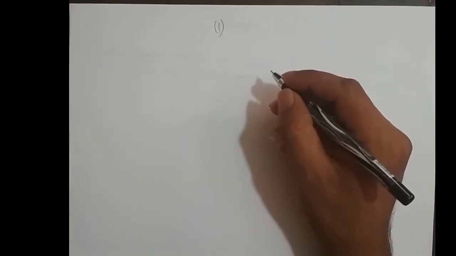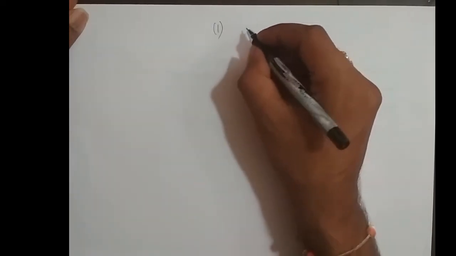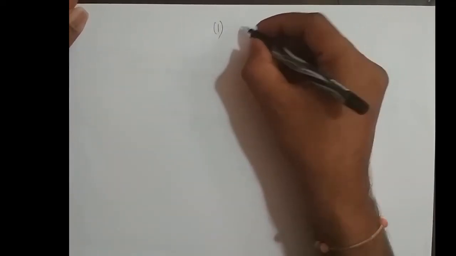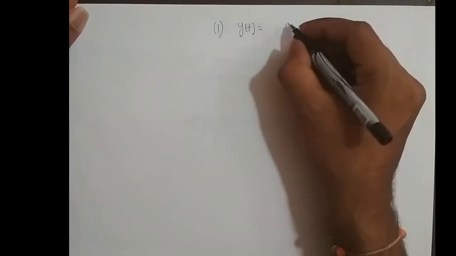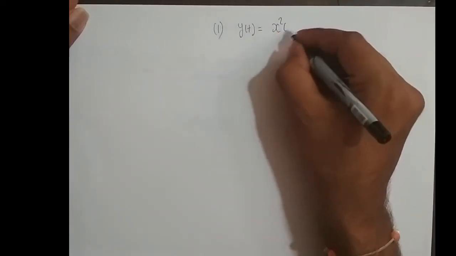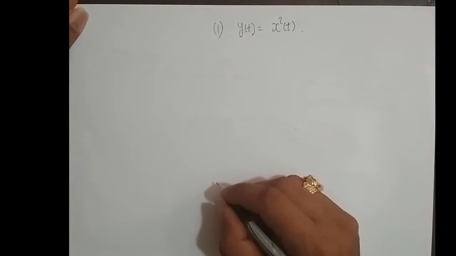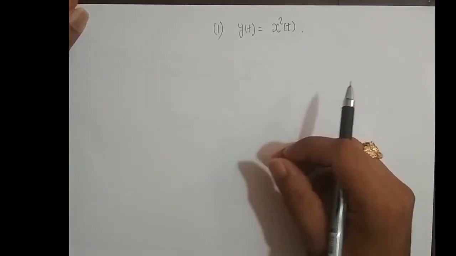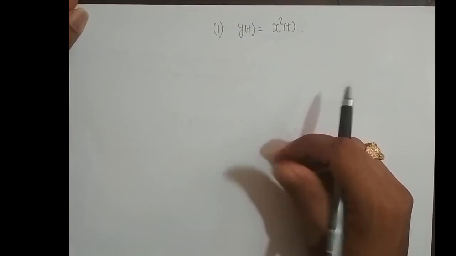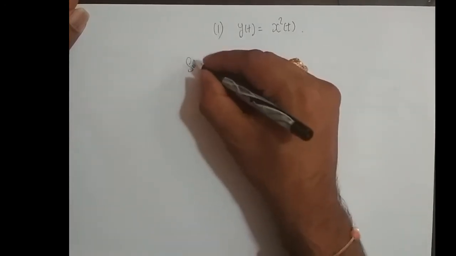We shall analyze a system for its stability in this video, and we'll take a few examples on it. Let our first system be y of t is equal to x square of t. It's a system where, for every input I feed, the output's amplitude is getting squared, right? So, solution.